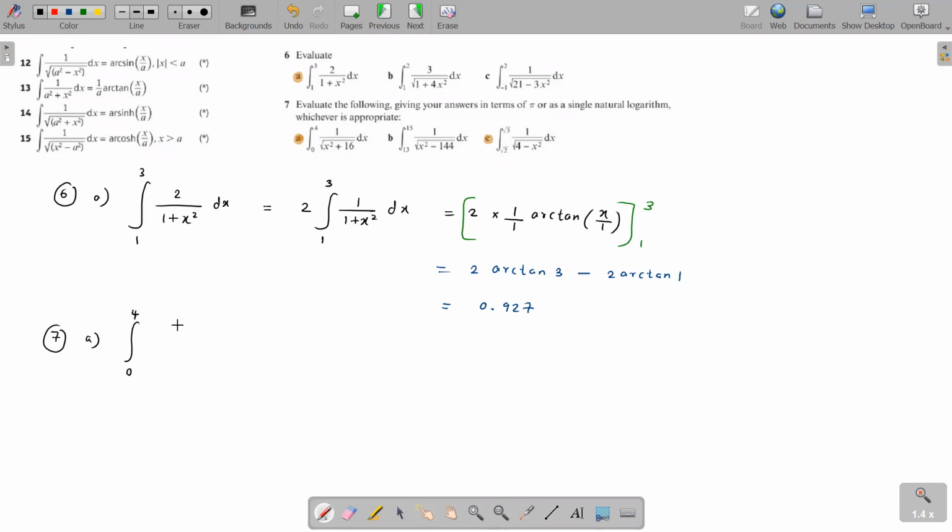So 0 to 4, 1 over root x square plus 16. First of all, do you see which rule to use? Root x square plus a square is rule number 14. Root a square plus x square. So what's the answer here?